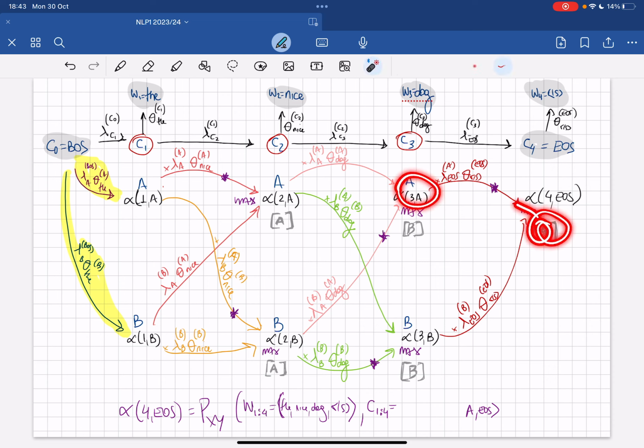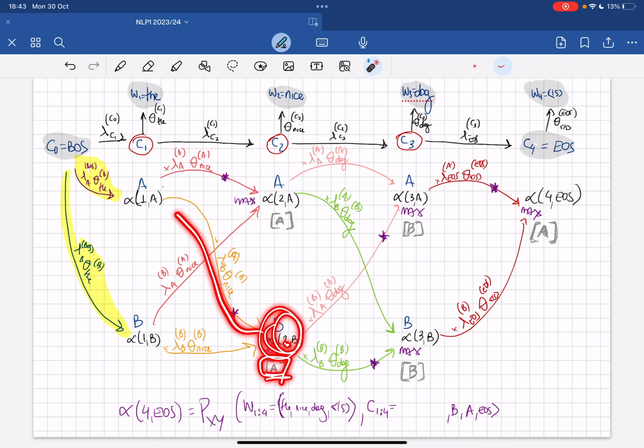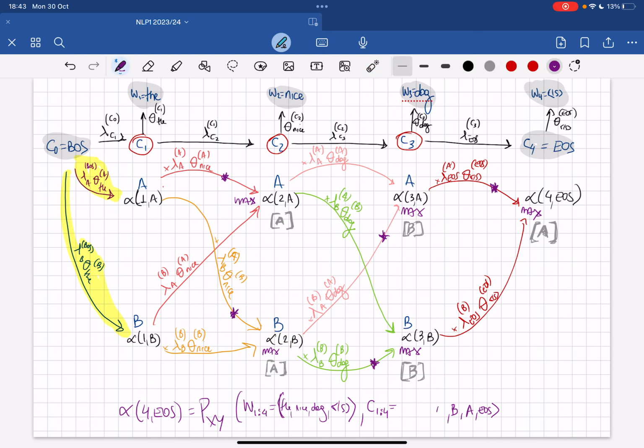So to get here, we chose an A before. To get here, we chose a B. To get here, we chose an A. And to get here, we chose a BOS. Well, we don't choose the BOS, it's just part of the output. So we're done actually. This is the best sequence.